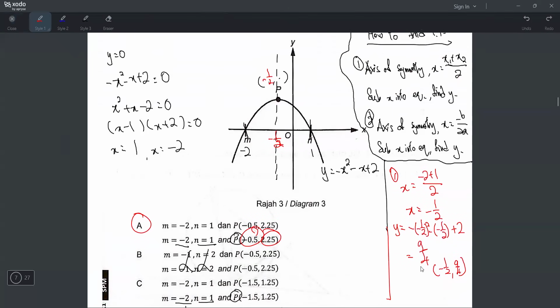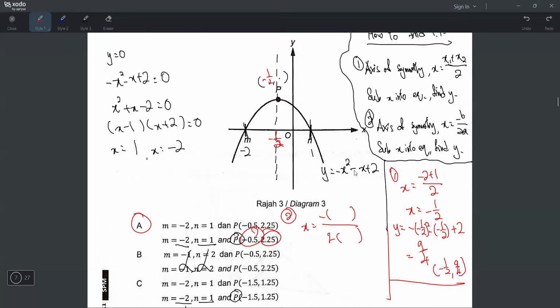Of course, I can move on to the next question, but I want to make sure, I want to show you that both methods work. So x equals negative b over 2a. But if you want to use this method, make sure you have your equation in general form, because if it's not in general form, you cannot read your a, b, c. So your equation in general form is this.